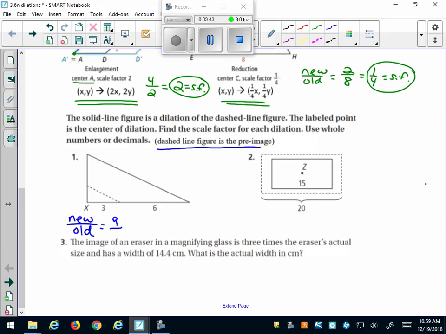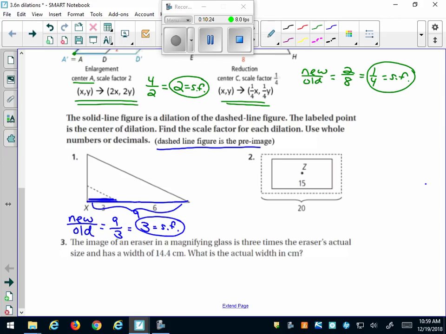Tricky, right? Not 6. 6 is not the length of one of the sides of the triangle, right? It's only a part of it. So you have to take this whole side, which is 9. That's the bottom of the triangle, and it corresponds with the bottom of the original triangle, which is 3. So 9 over 3 gives us a scale factor of 3, and it makes sense that it's a number greater than 1 because we looked at it and we knew it was an enlargement. Yes? Okay.